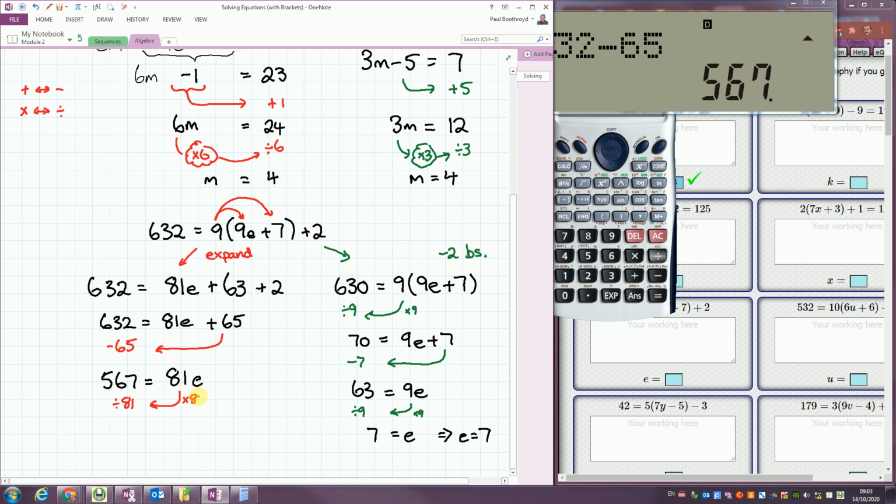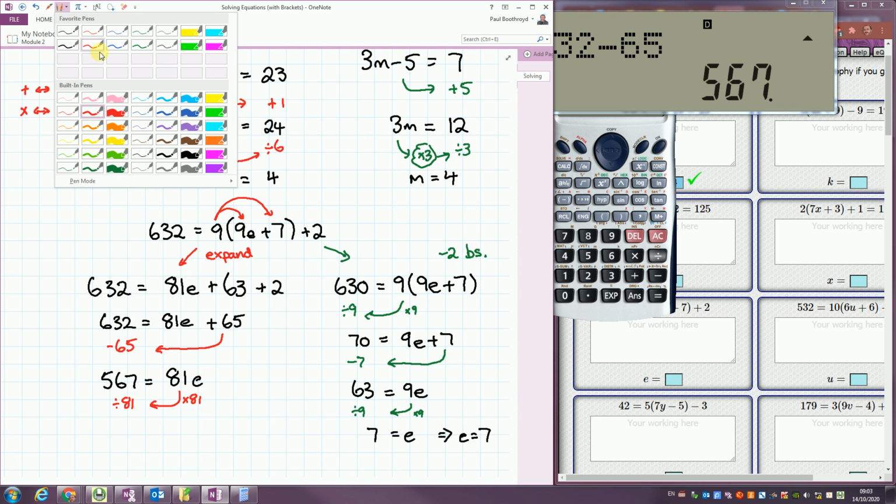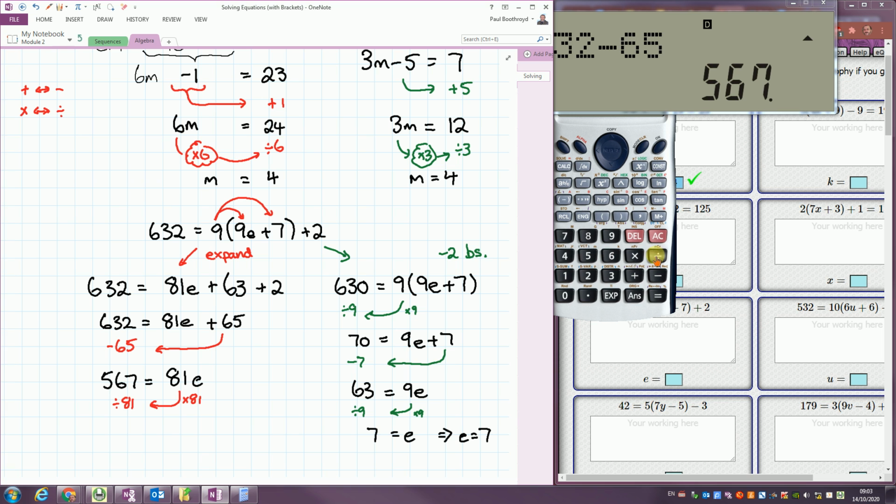That was a multiply by 9 on that side, which becomes a divide on the other. And when I do that, I hopefully will get the same answer, 7. So 7 equals e, which is the same as saying e equals 7. Okay.